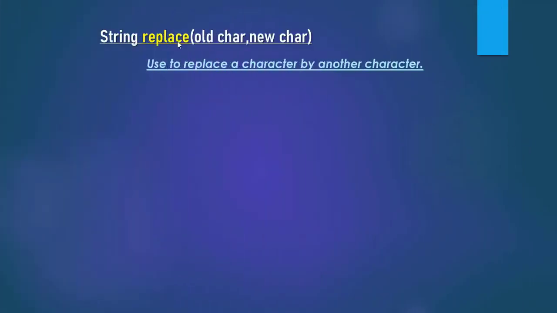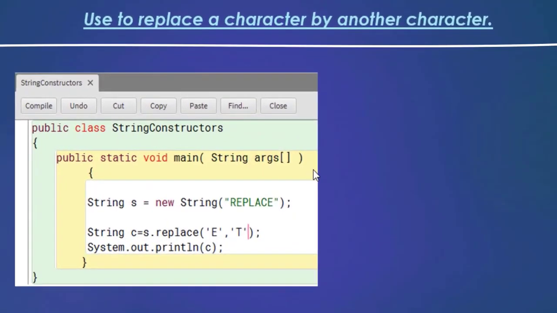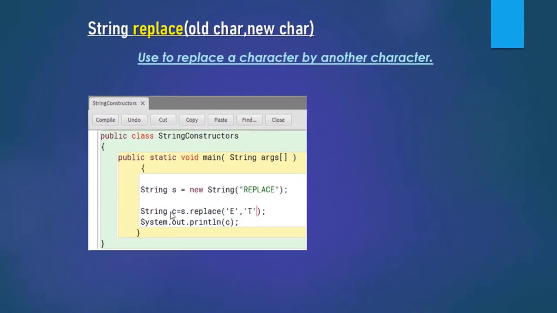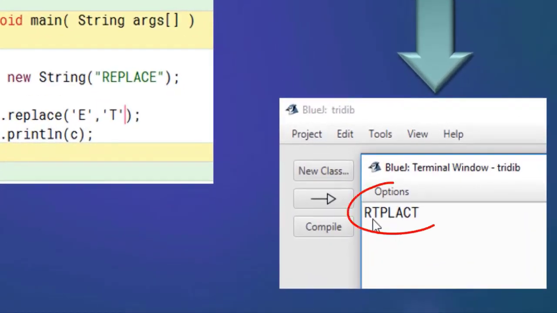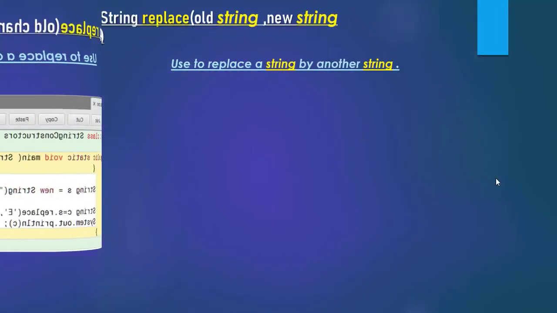Now this is the replace function. This is used to replace a character by another character. As an example, I can show you that S equals "replace", the string is replace. Now C equals S dot replace('E', 'T') means I want to change all the E present in the string to T. So what will be the output if I print C? You will see that all these E have been changed to T. So this is the use of the replace function.